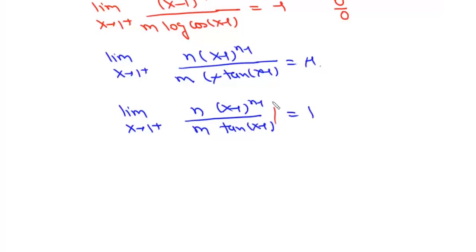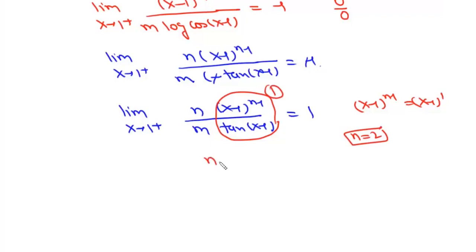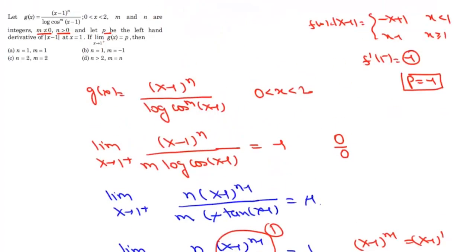Now we know that tan x upon x is 1. That means this (x minus 1) to the power n minus 1 should actually be (x minus 1) to the power 1. So that means the value of n is 2. If the value of n is 2, this limit is 1. From here we get n equals m, and since n is 2, therefore m is also 2. So the answer to this question is option C, n equals 2, m equals 2.